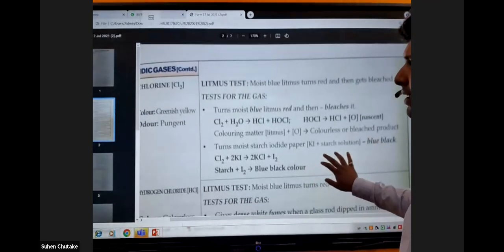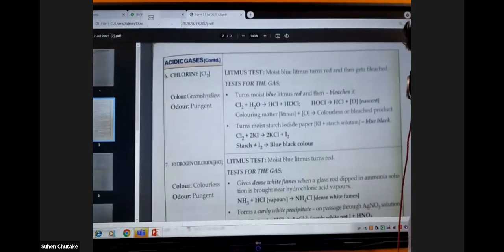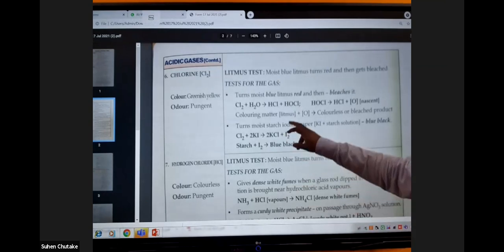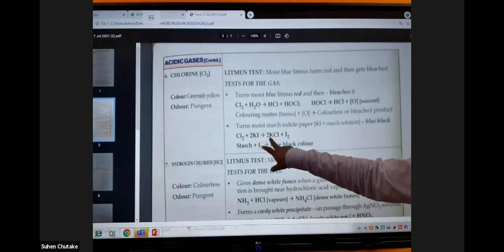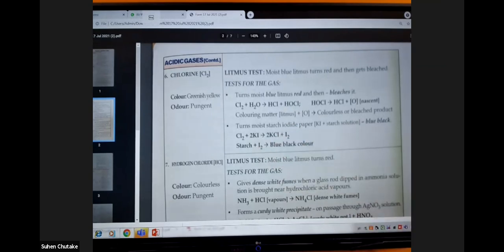Then acidic gases: chlorine is an acidic gas. I hope you are able to see this. It's a greenish yellow gas, and it turns moist blue litmus red. That means chlorine is acidic. Its odor is pungent. Chlorine plus H2O gives you HCl plus HOCl. Then chlorine plus 2KI gives you 2KCl plus I2. I2 is blue in color, so here we can identify chlorine gas.